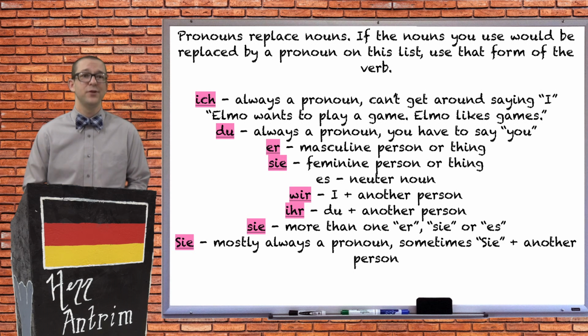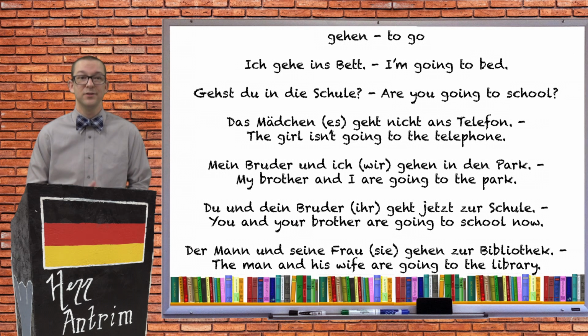Of course, you don't have to use pronouns in order to use that form of the verb. Pronouns replace nouns, so logically you should be able to use a noun instead of a pronoun. You can't really do this with ich, as using your own name would mean that you change to the third person singular form, either er or sie, he or she. Also, it makes you sound like a weirdo to speak in the third person. It's either that or you're Elmo. Elmo wants to play a game. Elmo likes games. You can't get around using the pronoun du either, as you actually have to say you. Anyway, here are some examples of a verb without as many pronouns.